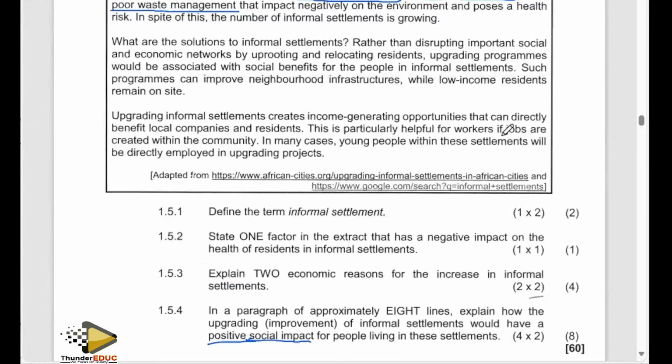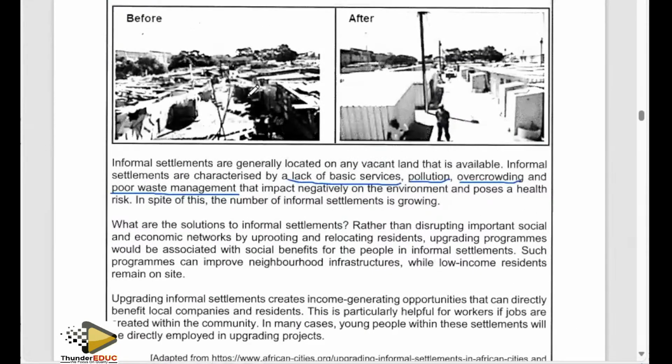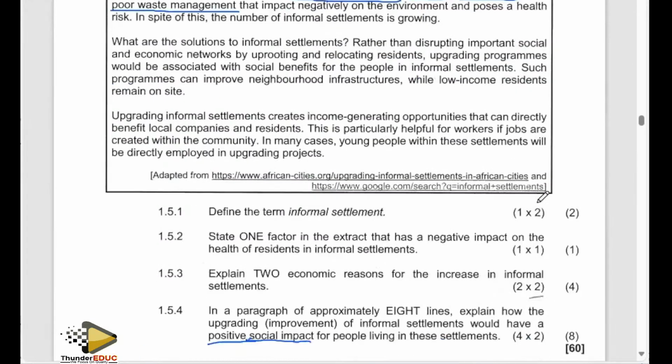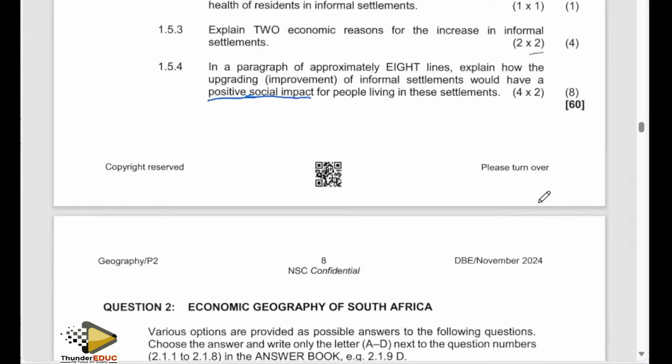Here we are also specific. We are not just looking at general impacts, but our focus is on social impacts and positive. If the informal settlement is upgraded, how is that going to impact on the society positively? We are transiting from this situation to this situation. How is this going to impact on the society positively? Right, there are so many responses that you can figure out, but we are going to just focus on some of the possible ones, right?